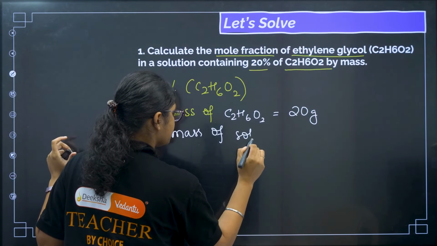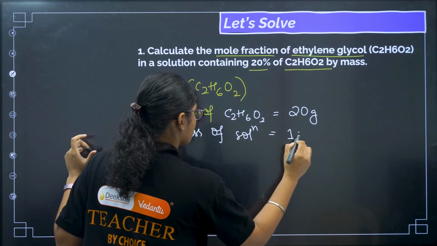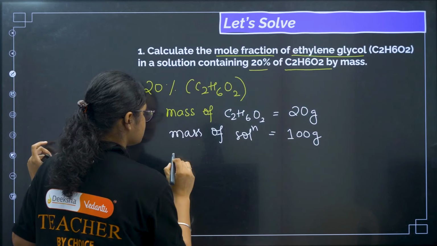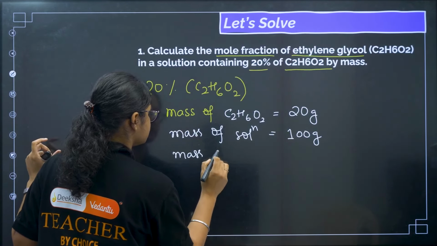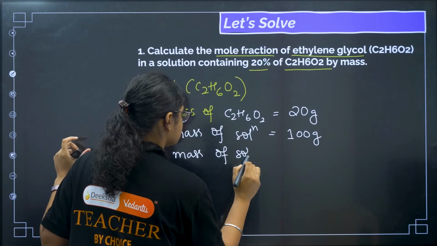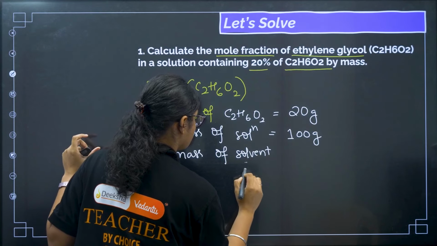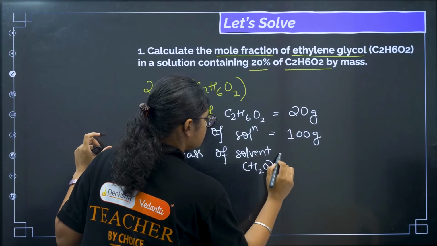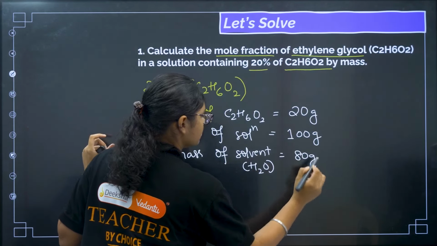Whenever it is percentage, what should be the mass of the solution? 100 gram. Then what is the mass of solvent here? Solvent, we have to assume that it is water. So mass of solvent, or I can say water, is 100 minus 20, 80 grams, right?